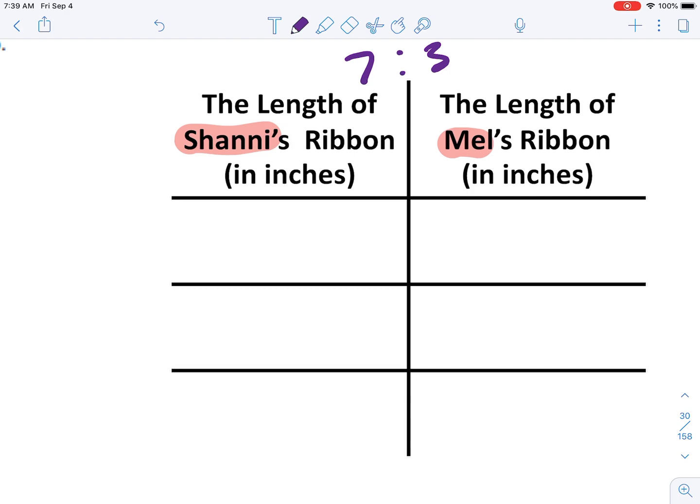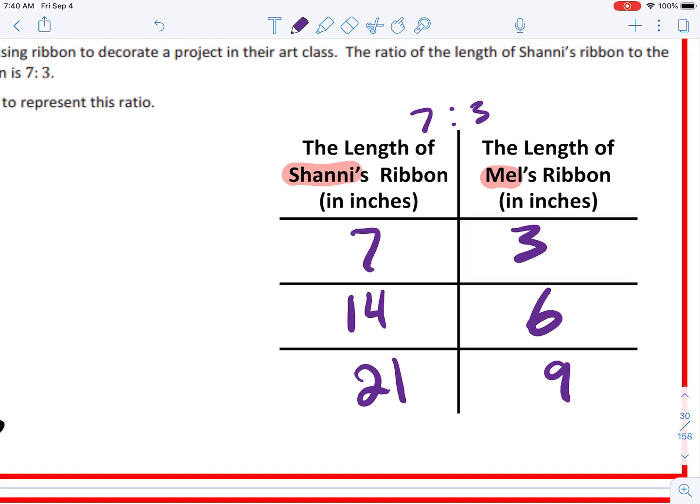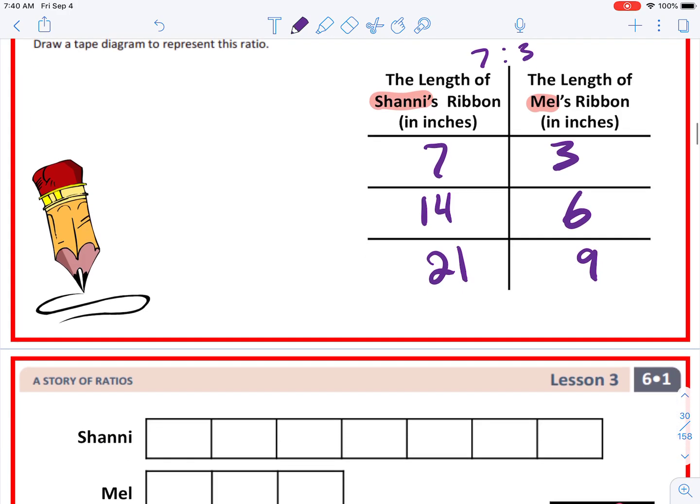Okay, so you should have paused the video and completed this table on a separate sheet of paper. Obviously the first row is going to be 7 to 3. The next row is going to be 14 to 6 and 21 to 9. I hope you guys all got that. We're counting up by 7s for Channy, and for Mel, we were counting up by 3s. Let's move on.